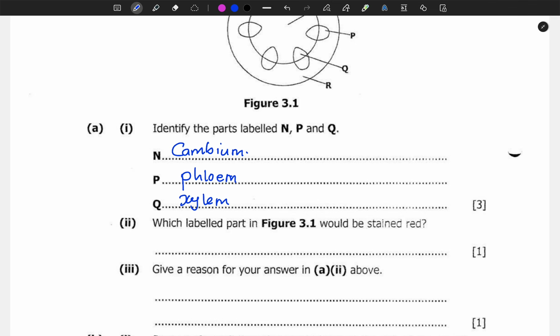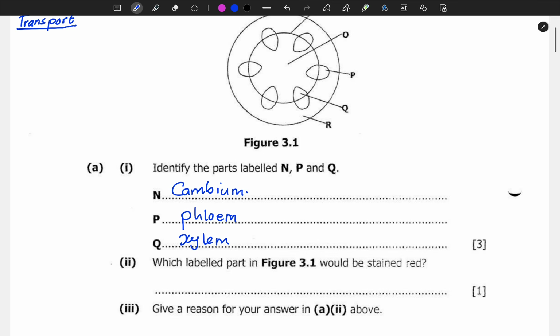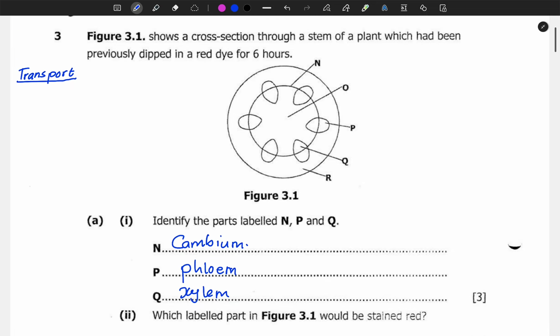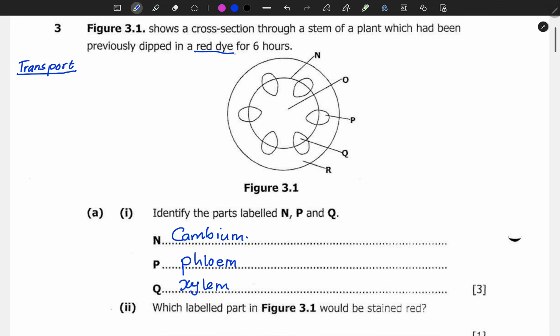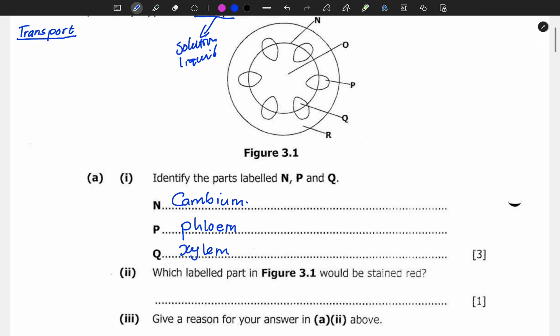Then we move on to Roman number 2. Which labeled part in figure 3.1 would be stained red? Here we are looking at a red dye, which is a solution in liquid state. Since it's a solution, we need to identify which part from the given structure transports solution. When we look at the two vessels, the xylem and the phloem, the vessel specified for transportation of solution is the xylem. So the part that would stain red is part Q.